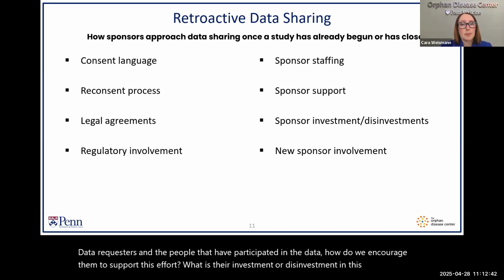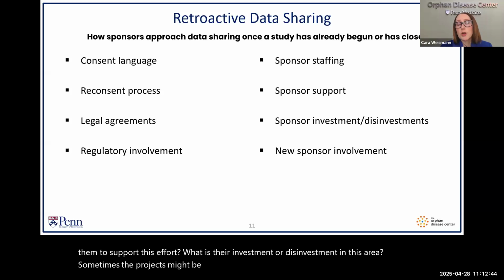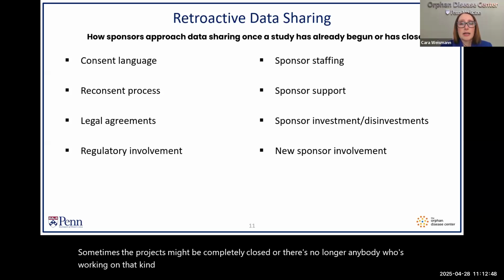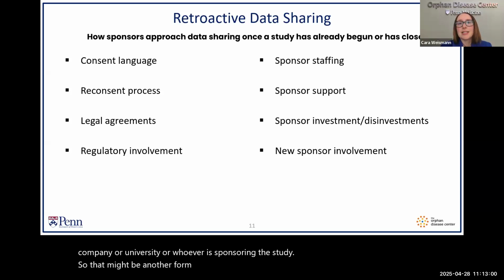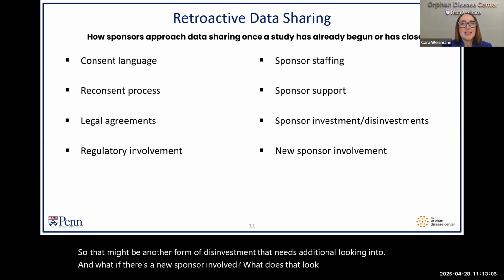Sometimes the projects might be completely closed, or there's no longer anybody who's working on that kind of area, whether that be that certain disease or certain organ in that company or university or whoever is sponsoring the study. So that might be another form of disinvestment that needs additional looking into. And what if there's a new sponsor involved? What does that look like? So we're going to get into all of these questions.